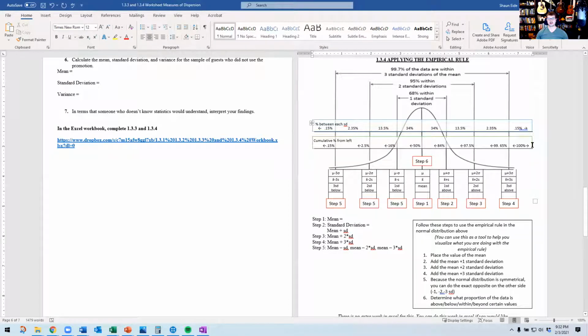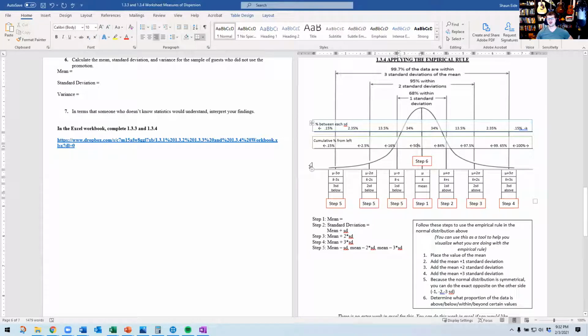Now, this green box down here, this is cumulative. So in other words, if you want to know what percentage of the data is below 3 standard deviations below the mean, it's 0.15%. What percent is below 2 standard deviations below the mean? Well, this adds up. This plus this equals this. This plus this plus this equals this. This plus this plus this plus this equals this. So this right here is the cumulative from the left. So just be very aware of that. That's how you interpret the green.